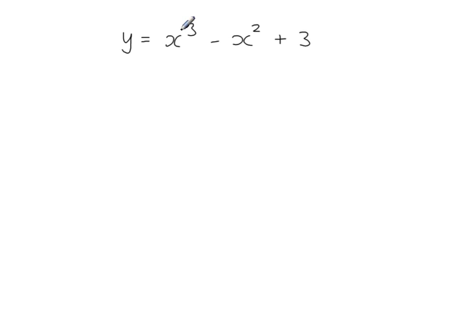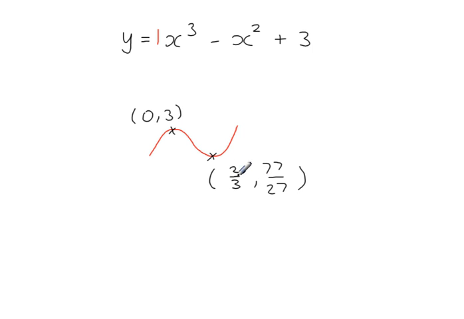Now this curve has an x cubed term that has a positive coefficient, which means the curve is like this in shape. So the 2 points that we've worked out are here and here. These are the 2 stationary points. These are the coordinates for the stationary points, so this is a maximum point and this is a minimum point.